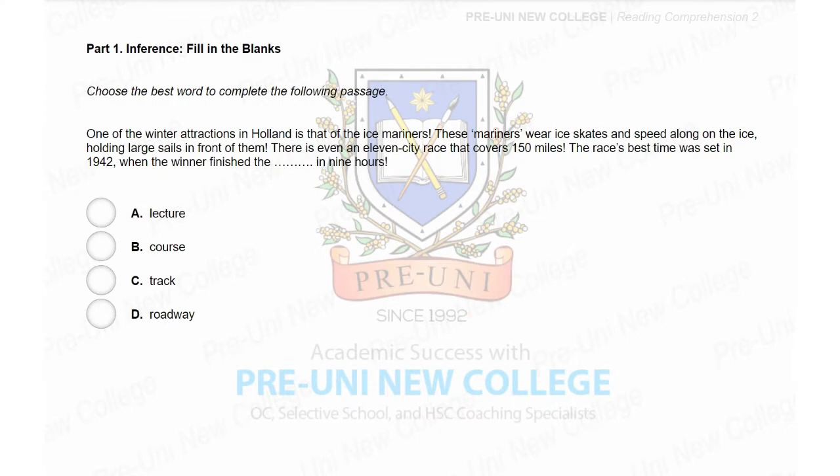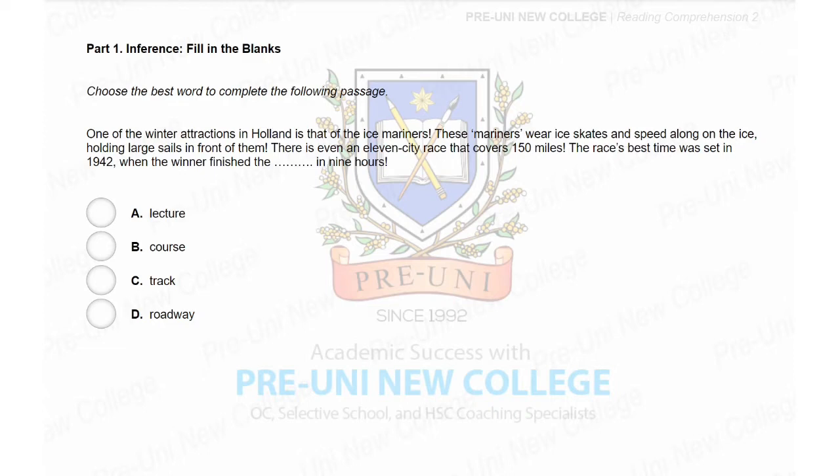Now let's take a look at one more question of this same style. So for this question, we read a passage that says, one of the winter attractions in Holland is that of the ice mariners. These mariners will wear ice skates and speed along on the ice, holding large sails in front of them. There is even an 11-city race that covers 150 miles. The race's best time was set in 1942 when the winner finished the blank in 9 hours.